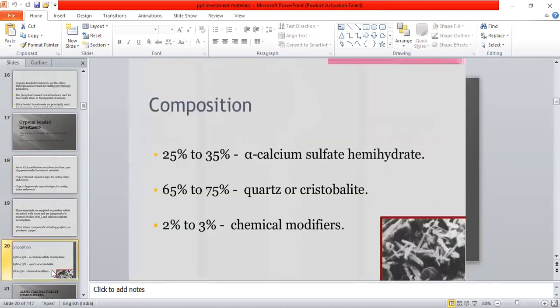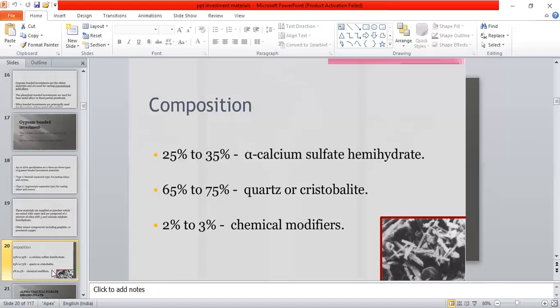Then the composition of the gypsum bonded investment material, as already discussed, is refractory, binders, and other chemicals. In gypsum bonded investment material, the binder which we are using is alpha calcium sulfate hemihydrate. This provides the strength to the gypsum bonded material, and it is used at 25 to 35%. Next comes the refractory, that is silica. The silica in the form of quartz and crystallite is used in gypsum bonded investment material, and it is composed of 65 to 75%.